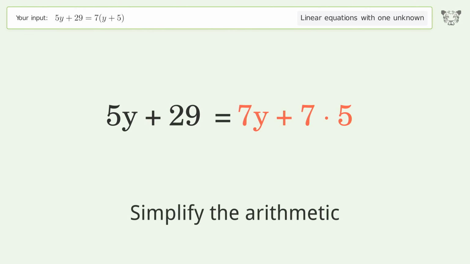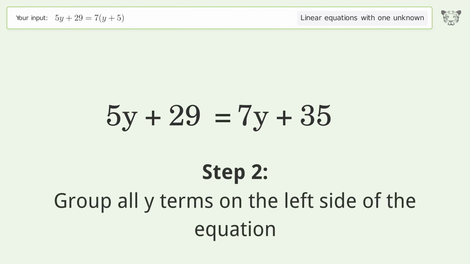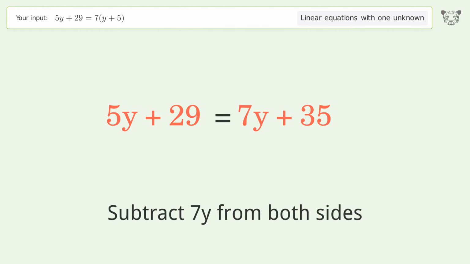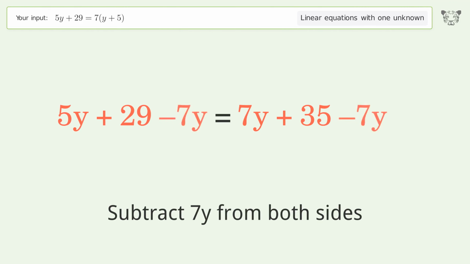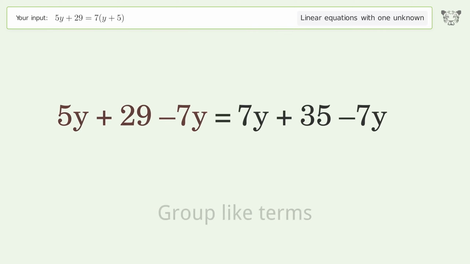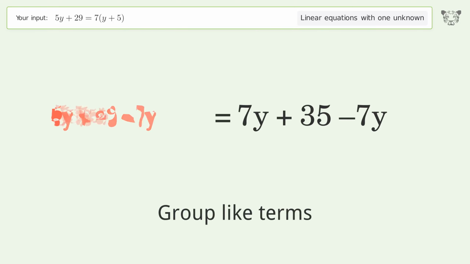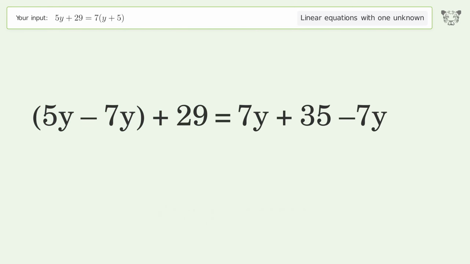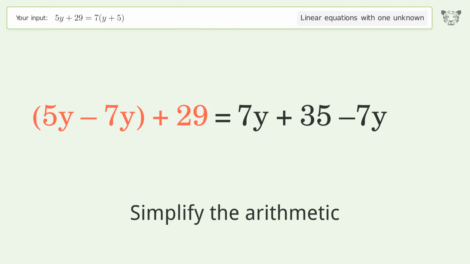Simplify the arithmetic. Group all y terms on the left side of the equation. Subtract 7y from both sides. Group like terms. Simplify the arithmetic.